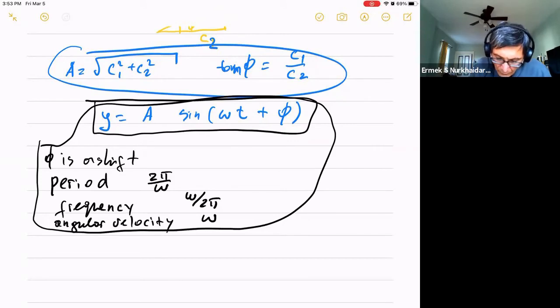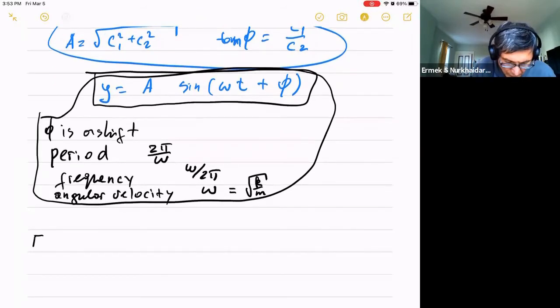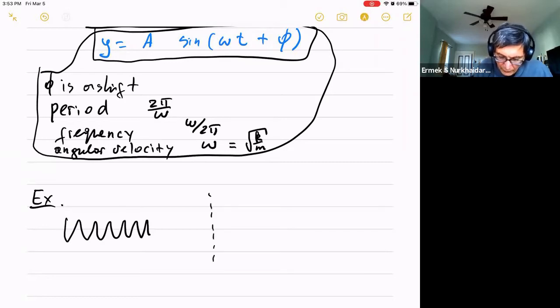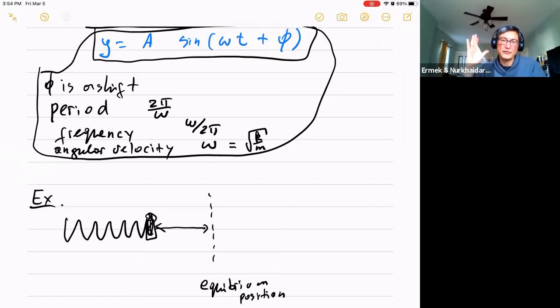And if you like, omega equals the square root of k over m. Right, so let's do an example. So we have a mass spring system, right? And we assume the equilibrium position here. Here, we have some mass at the end. So what is happening is our mass and spring shifted a little bit to the left.